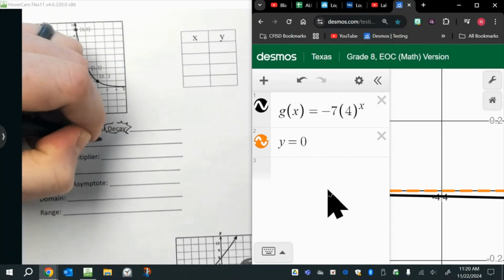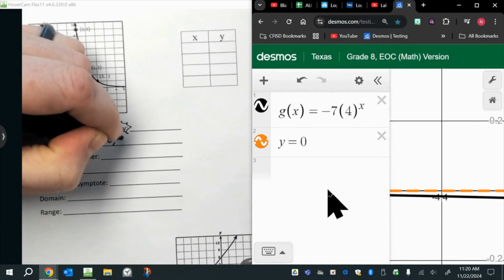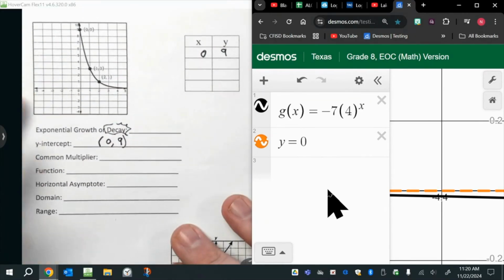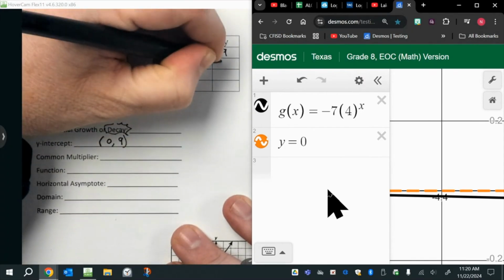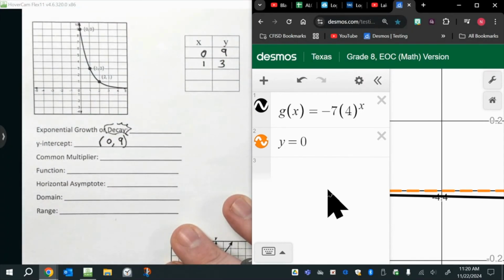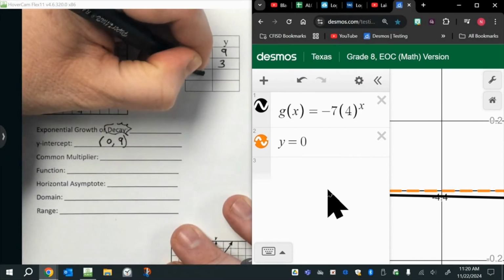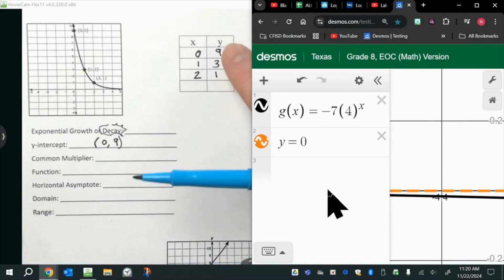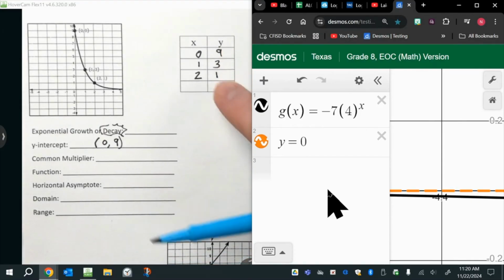Right, and we can write down our y-intercept. That is (0, 9). I'm going to also put it in this table. I have (1, 3) and I have (2, 1), and that's all I have, and that's fine. So, how do I get from 9 to 3 to 1?